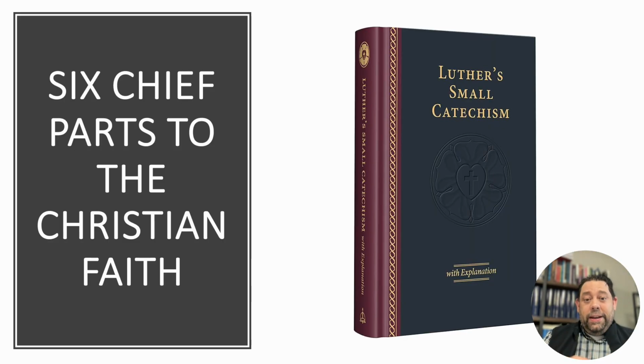This workbook is based on a wonderful tool that Martin Luther developed in the early 1500s. See, Luther, when he went out to different people's homes that were part of his church, he discovered they didn't know the simple, basic things of the Christian faith. And so he wanted to give them a teaching tool that they could use to teach their children what we call the most important parts of the Christian faith, or the 6 chief parts of the Christian faith. And he put those in what's known as Luther's Small Catechism.